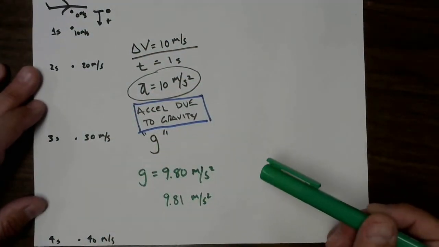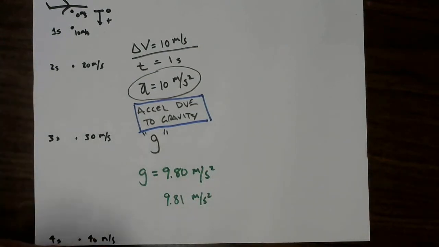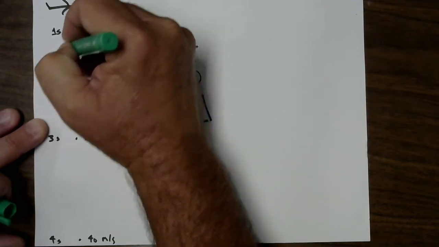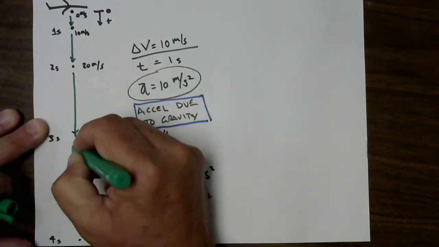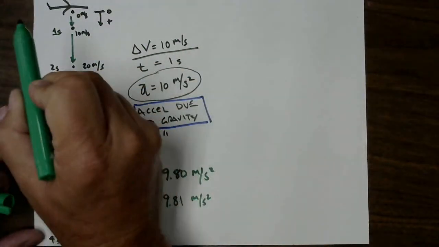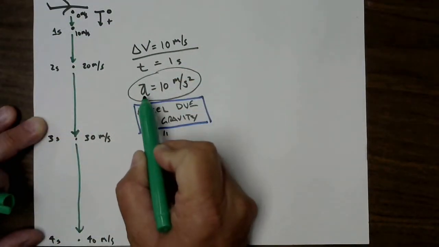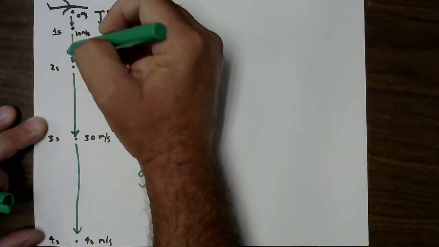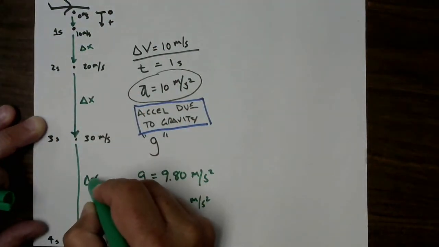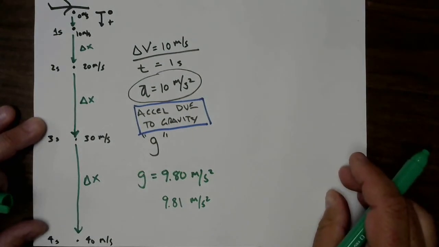Now what we're going to get into is we're going to find out what these gaps are. How far are you falling during these seconds? So we're going to figure out the relationship between time, velocity, acceleration, and displacement. These delta x's, we're going to figure these out as well. That's coming. Okay, that's the next lecture.